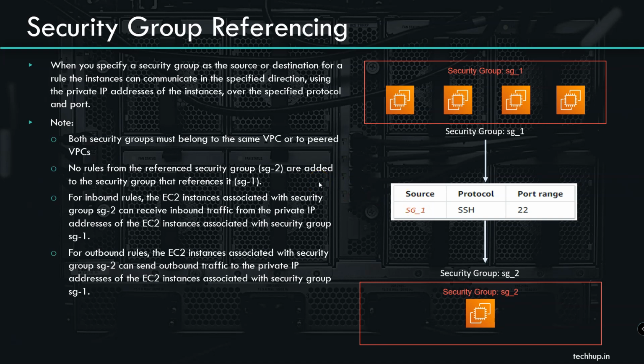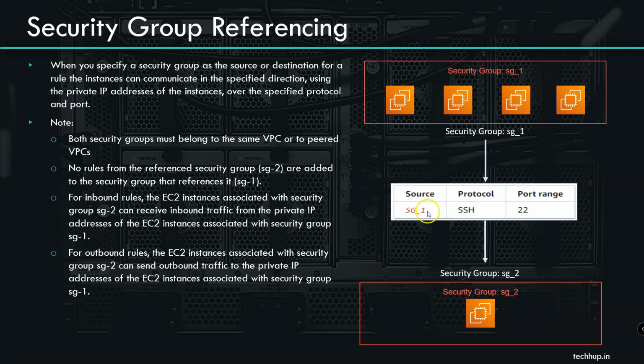This is called security group referencing. Both security groups must belong to the same VPC scope. When you create a security group, you are asked to define under which VPC you are creating it. So both security group 1 and 2 here need to be from the same VPC.